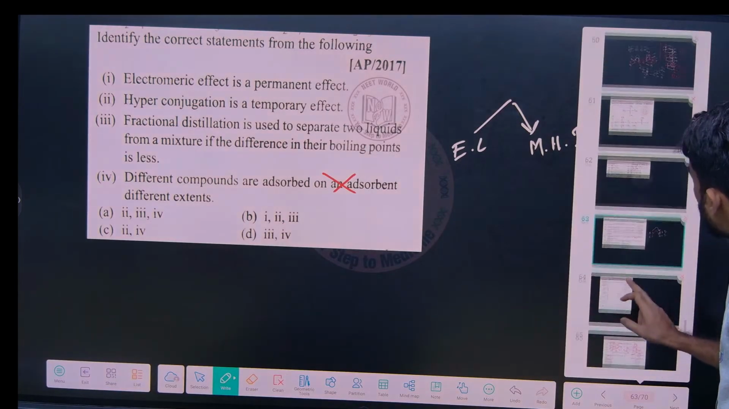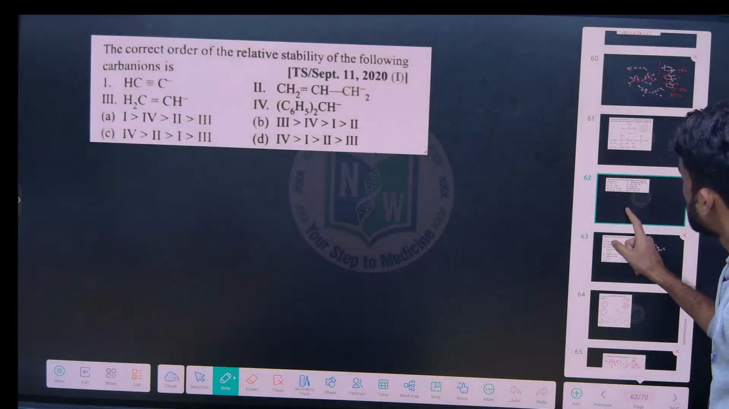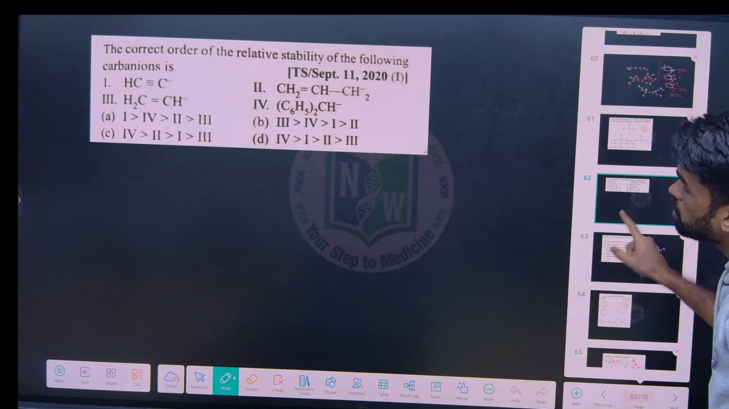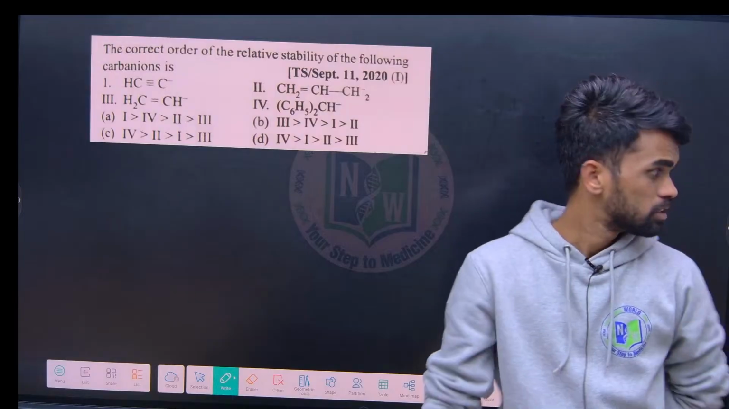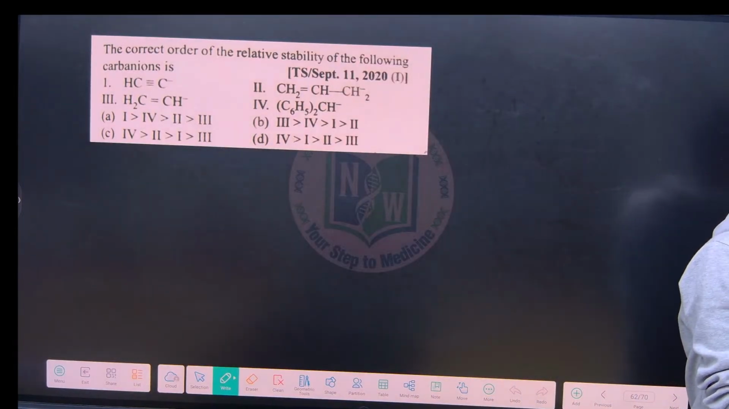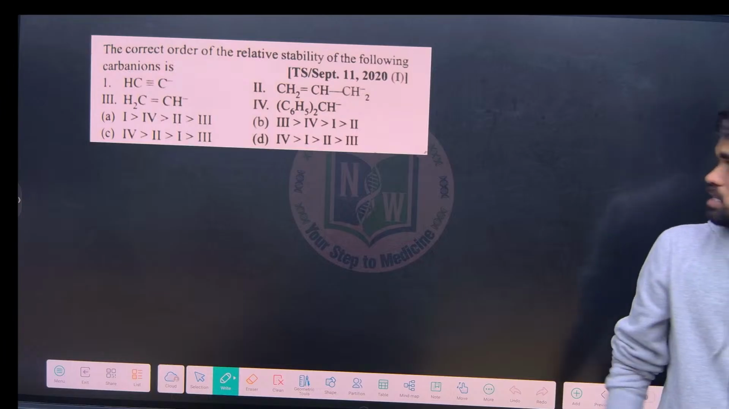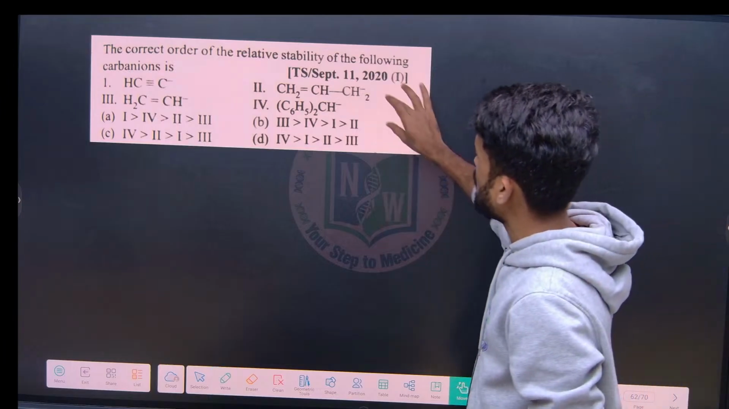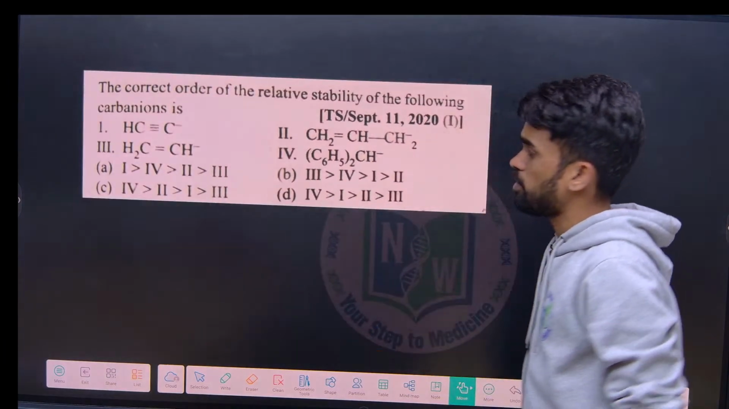Okay, let me give you other questions. Is this done? No. Tell me, what is the answer for this? Very easy. Carbon anions are mentioned. Relative stability of carbon anions is asked.